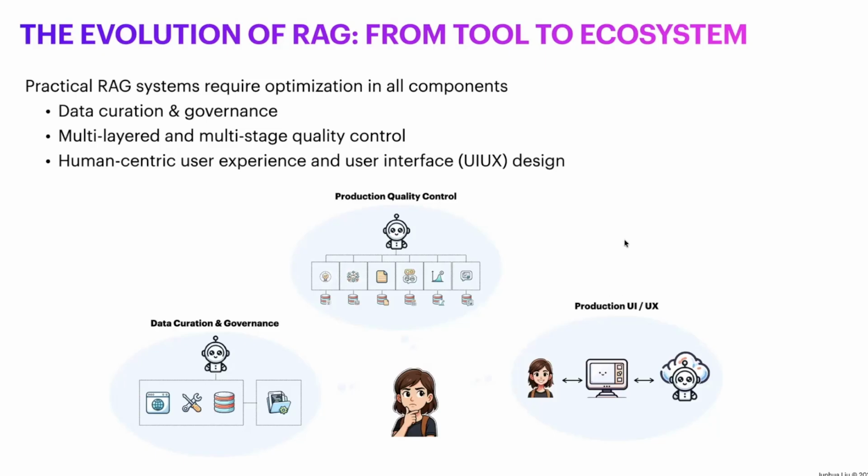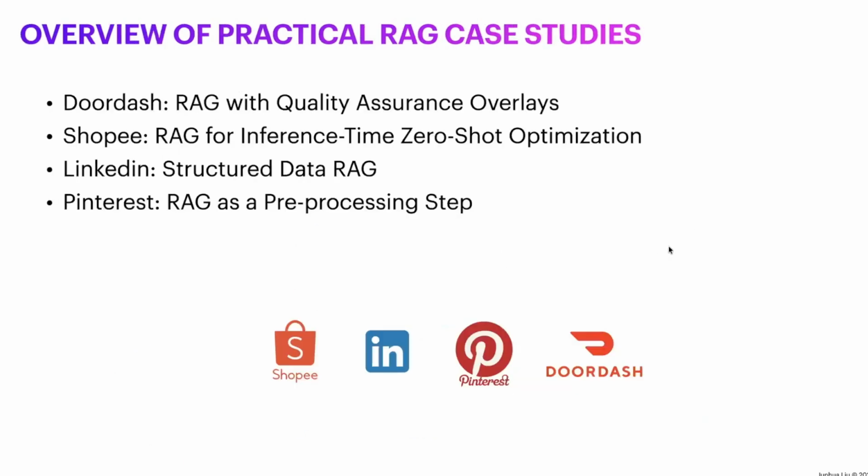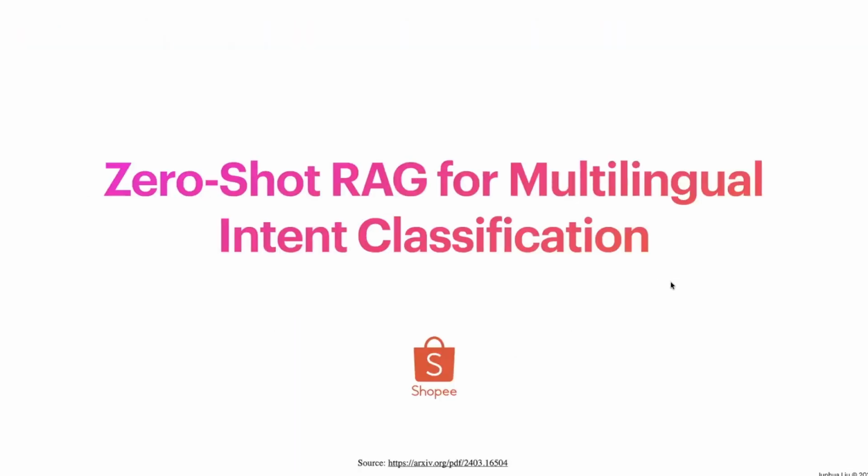Next, we will show how existing companies innovate to build their RAG system to solve specific problems. Today, we will go through four cases from different companies. So the first case, we will go through the Shopee implementation. And then the next ones will be LinkedIn, Pinterest, and DoorDash. Let's jump into it. The first case study, we will look at Shopee, and the system is zero-shot RAG for multilingual intent classification.